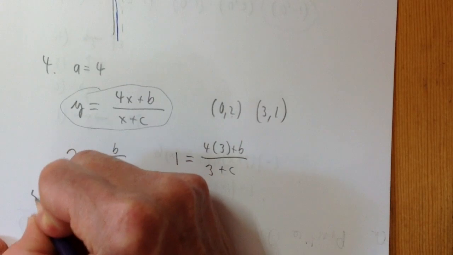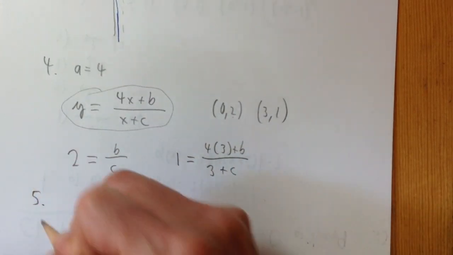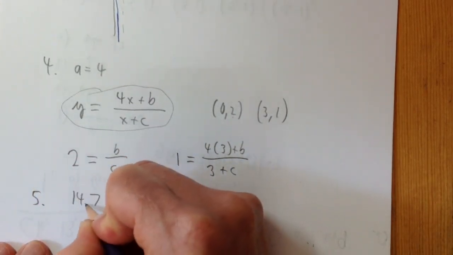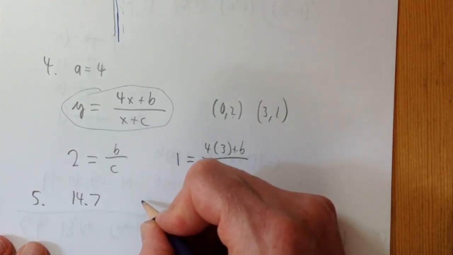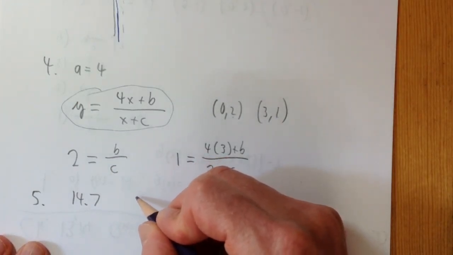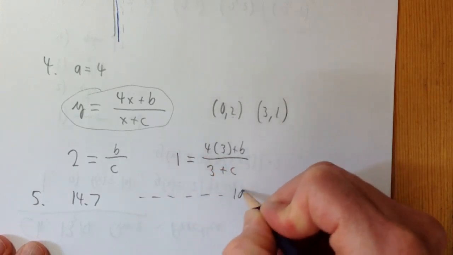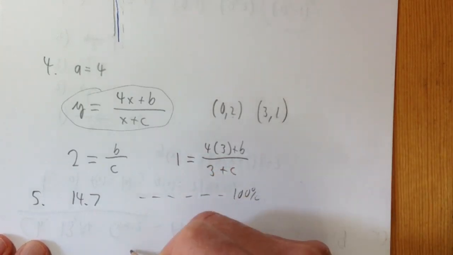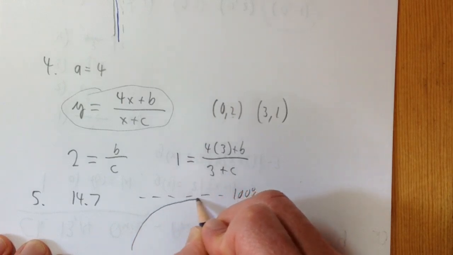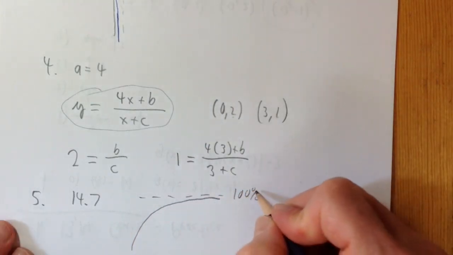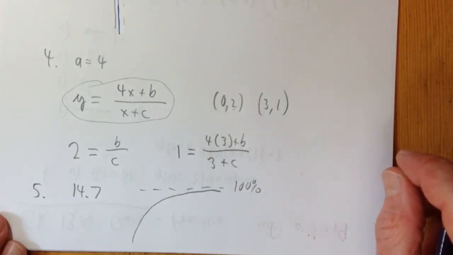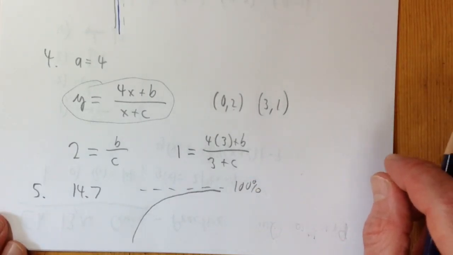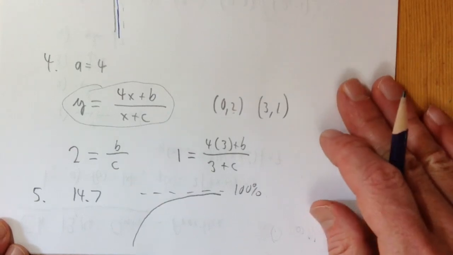And then number 5 is exactly like 14.7. I already made a video on it; I just changed the numbers. You just have to remember that the horizontal asymptote is 100%. So you draw a line here at 100%, and your curve is going to go up like this, because supposedly it takes an infinite amount of time to get to 100%. But I already did a video on that, so you can watch that one to do number 5. Okay, hopefully that helps, and you're able to cruise through this quiz now.